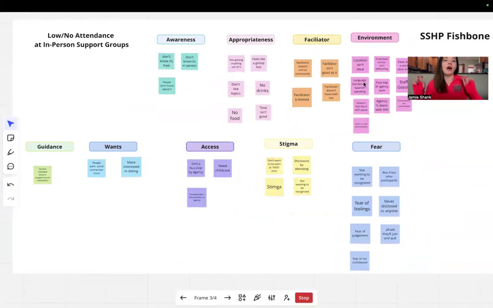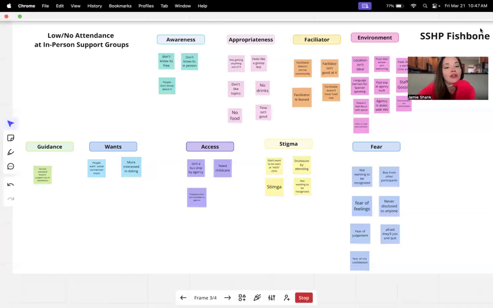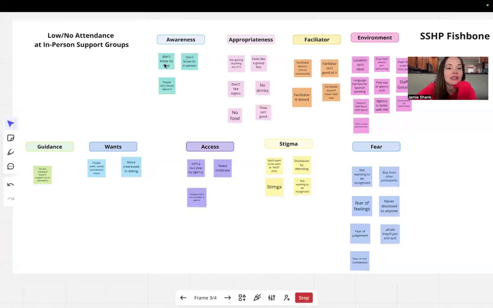So once you take all those ideas folks had and you begin to put them in like groups, then you would ask the team, okay, for this group of barriers that we've identified, what's a 1 to 2 word name for this group? So after clustering, when it came to these different levels of not knowing, the team decided to say, let's call that section awareness. When it came to what's provided there or the time or the topics, people decided to name that appropriateness. We also had things like access, the wants in the group, stigma, fear, and environment.